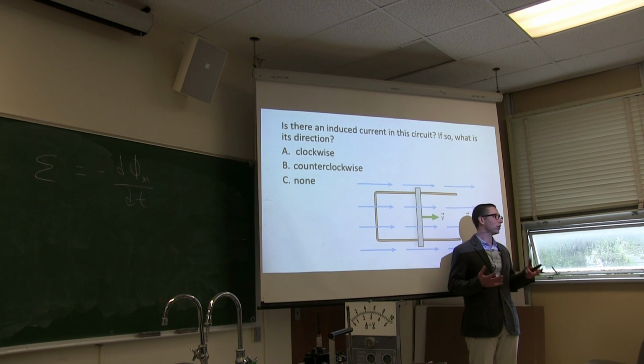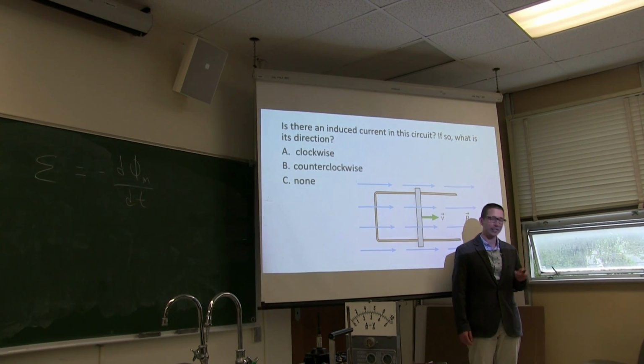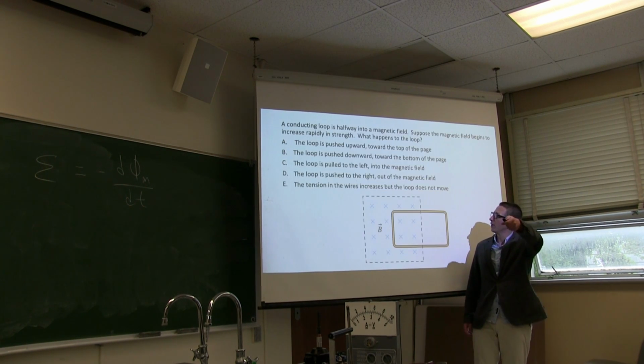So there's different ways. This is an excellent question because there's different ways you can change flux. You can change flux by increasing the field strength, increasing the area, or changing the orientation between the field and the area. Excellent question. All right, so let's look at another example here.